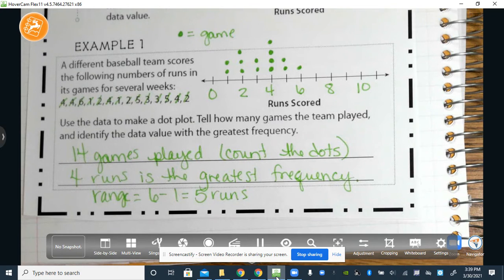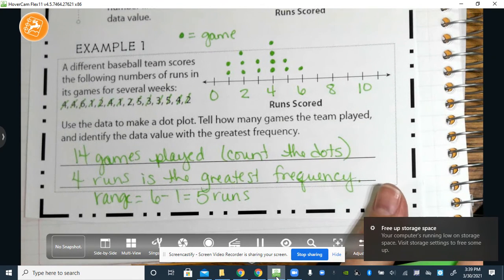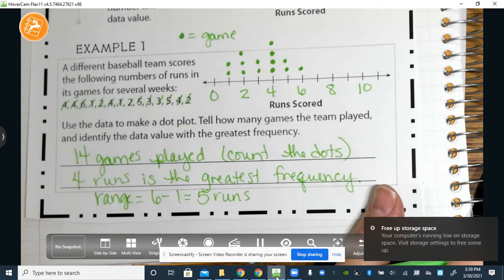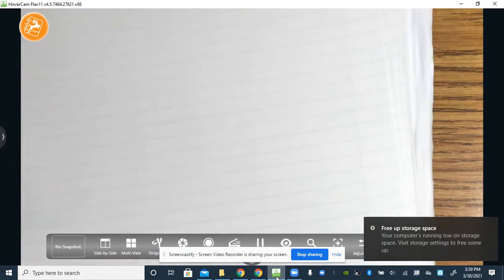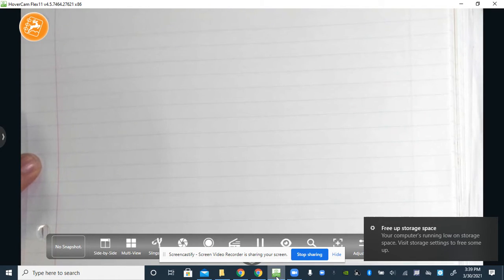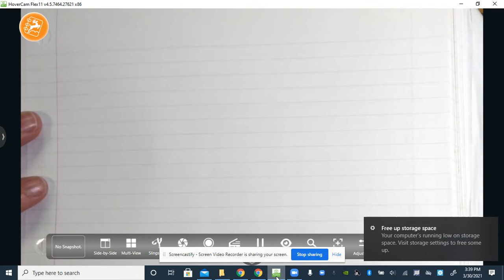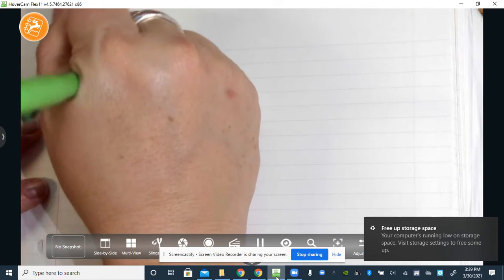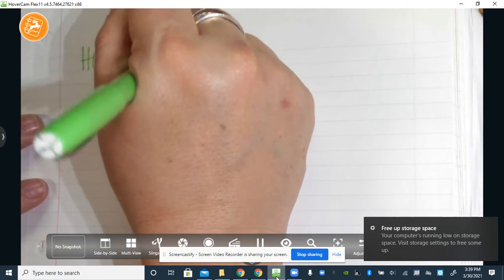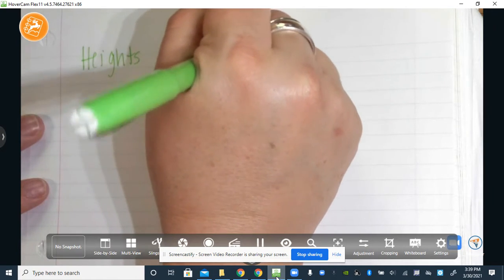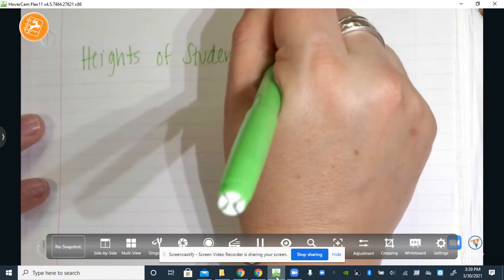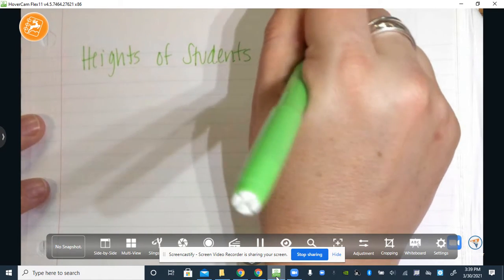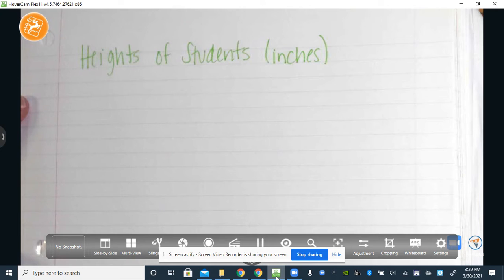Okay? Now, on my next page here, okay, what we did was took some heights of students in our class. So I'm going to copy that data down. Heights of students. And this was, we measured them in inches. Okay, and I'm going to take the data from my homeroom class.